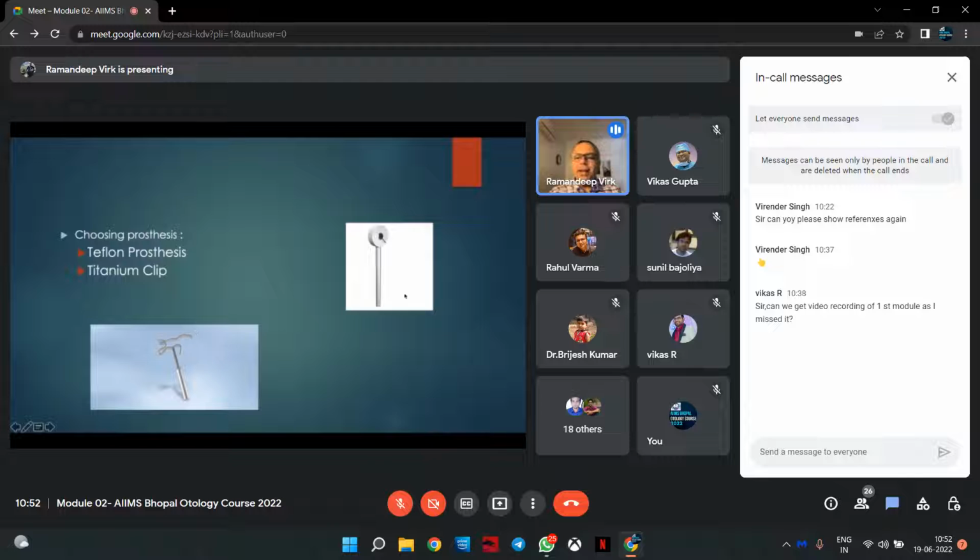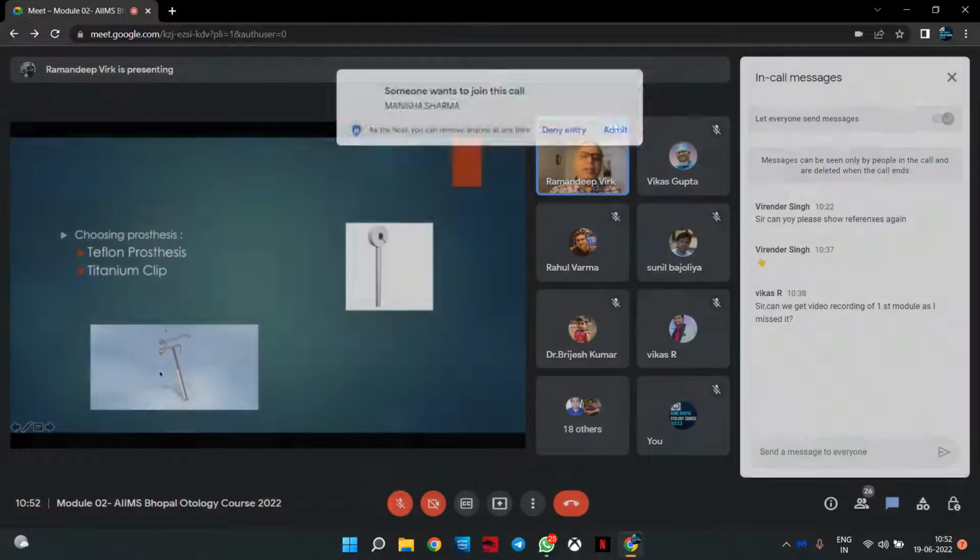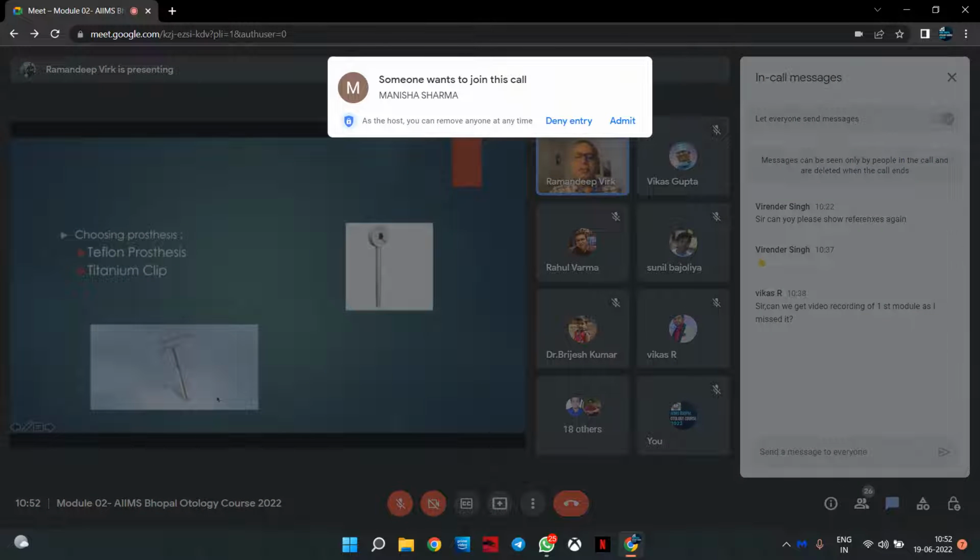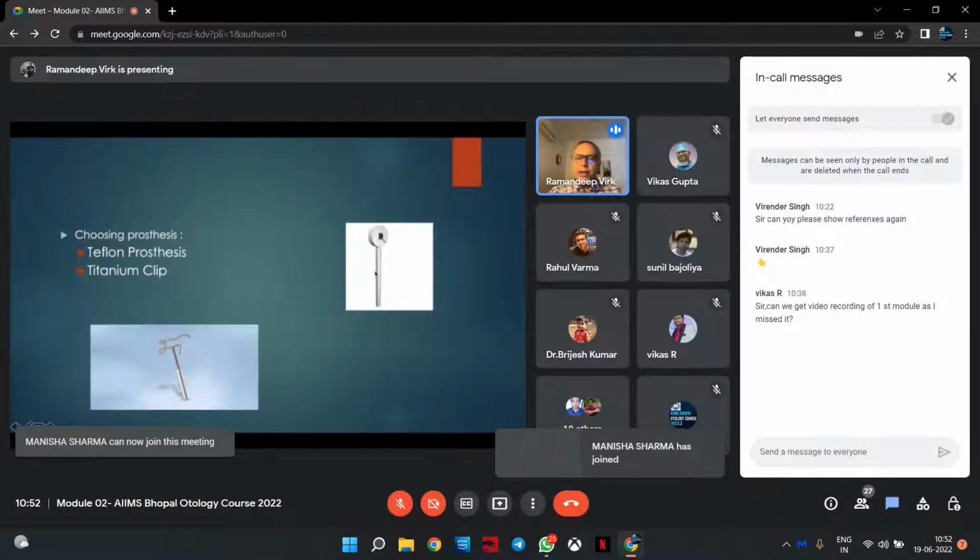In the sense that many times, when you are a newcomer and you're trying to insert the prosthesis, it will hit some part of the middle ear, it becomes bent, it becomes crooked. That does not happen with this titanium prosthesis unless you use excessive force. Second part, with the Teflon prosthesis, you have to insert it and hook it onto the incus in the same sitting.